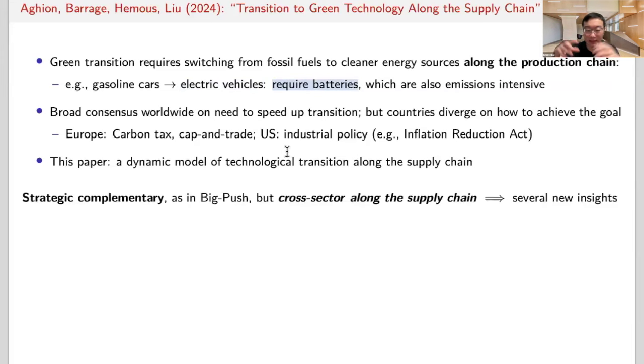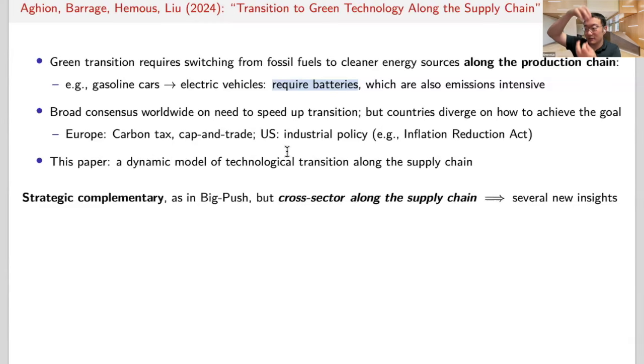So there's strategic complementarity along the supply chain, but it's very different from big push, where all the externalities come from demand. Here, the externality comes from both the cost side and the demand side. The demand externality travels from downstream to upstream. That is, more EV producers create demand for battery producers to greenify, and more battery producers becoming green reduces the total social cost of producing electric vehicles, generating more incentives.